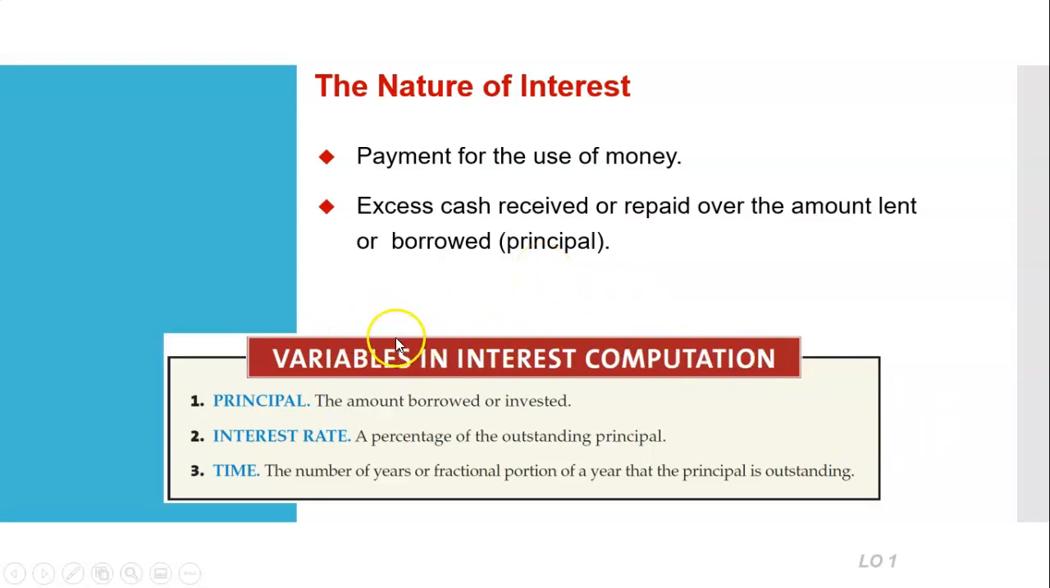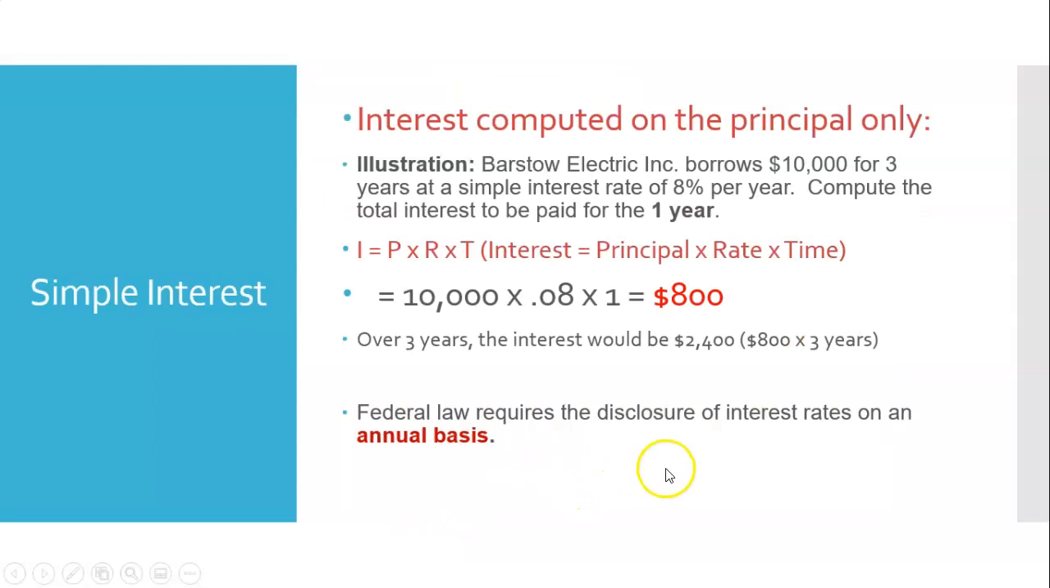We have three main variables whenever we're doing interest: the principal, the interest rate, and time, how much time has gone by. If time is 0, then there is no interest. The interest rate is always put in terms of an annual, once a year rate, and we need to adjust things if it's less than a year. Here's an example. Barstow Electric borrows $10,000 for 3 years at a simple interest rate of 8% per year.